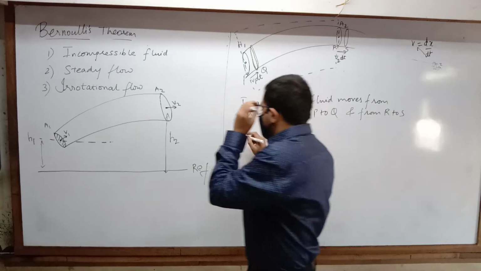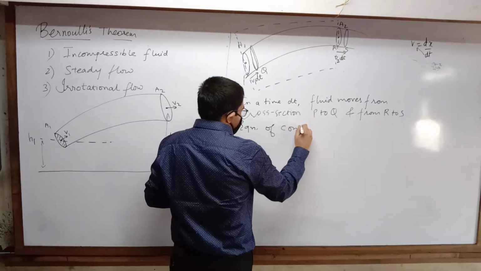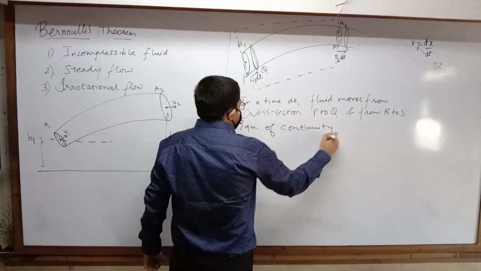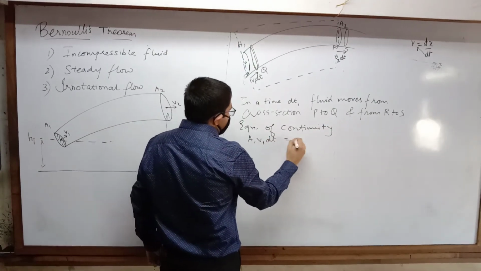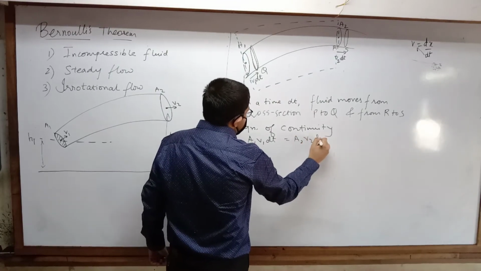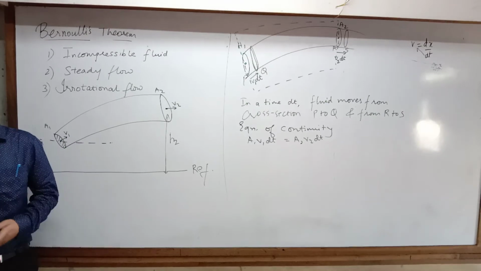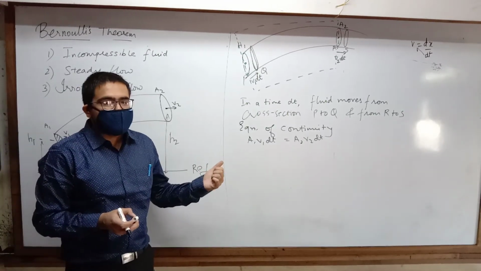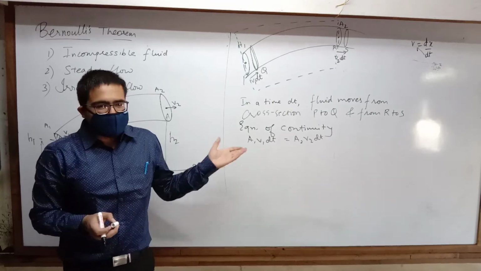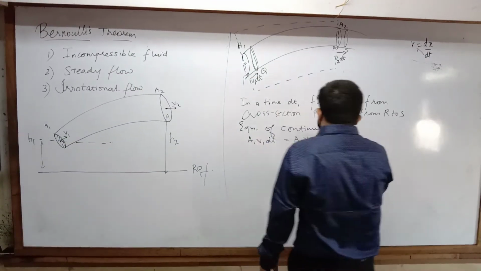But equation of continuity. Okay, so by equation of continuity, we should have A1 V1 dt equal to A2 V2 dt. Yes or no? Answer. A1 x1 is equal to A2 x2. Correct? Got it?